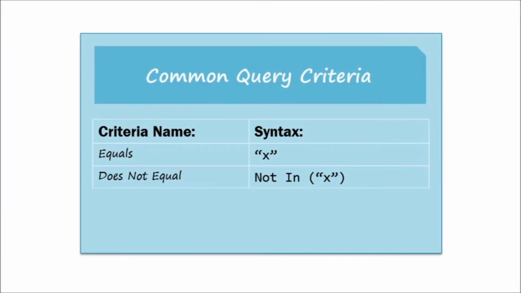If you're looking for an exact match, then you can just put your search terms in quotation marks. If you want to exclude something from the results, then you can use not in, and you can even exclude several different things by separating them with commas.